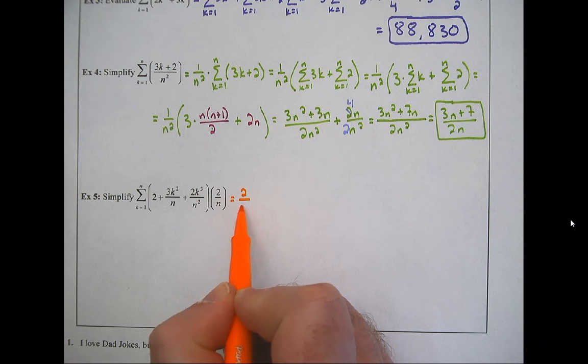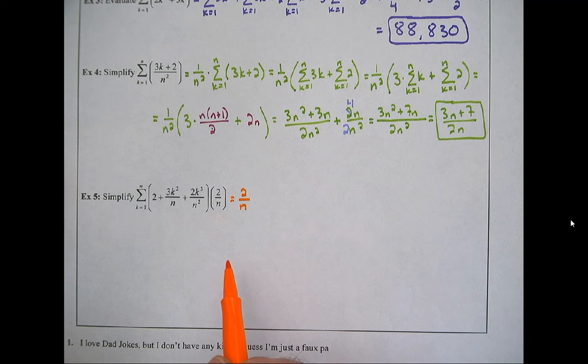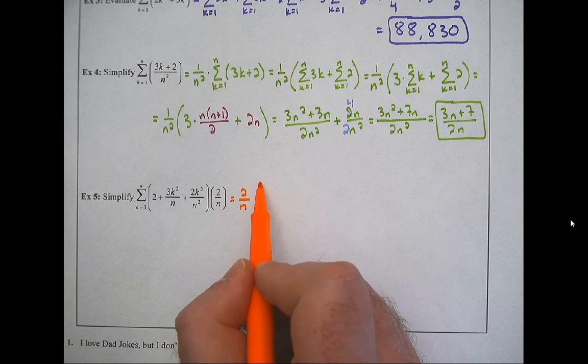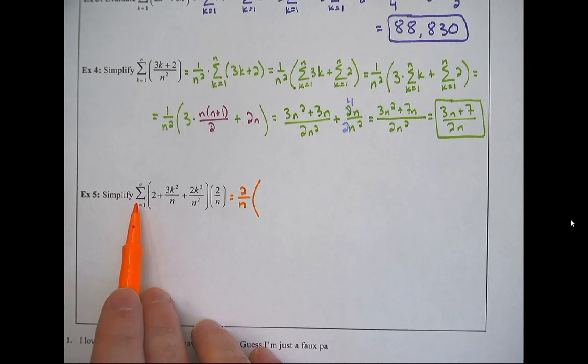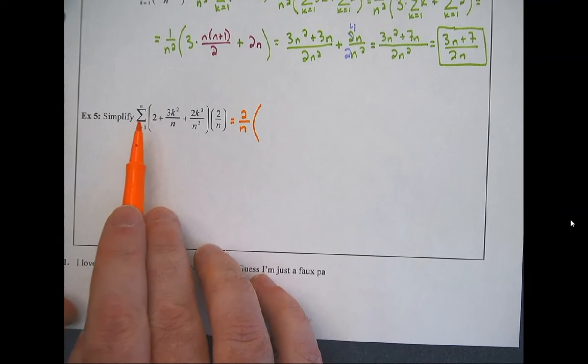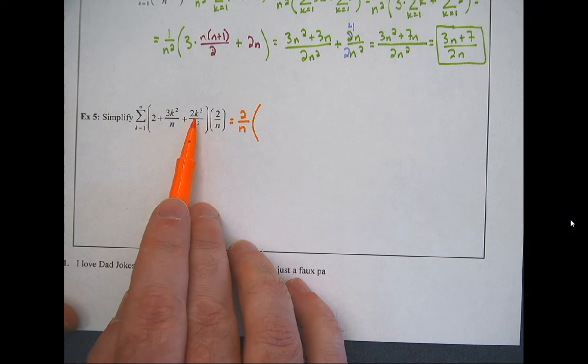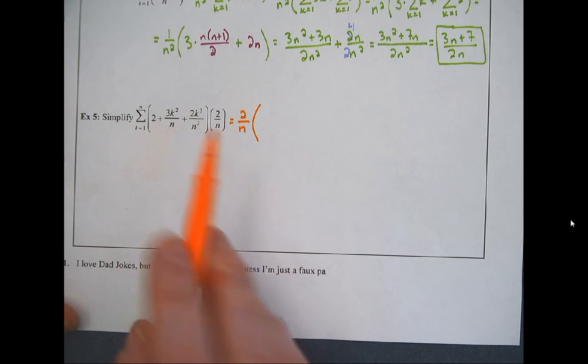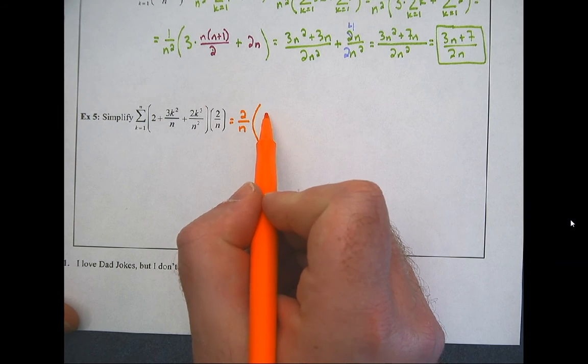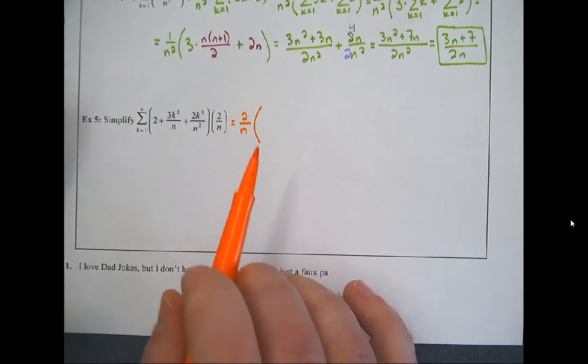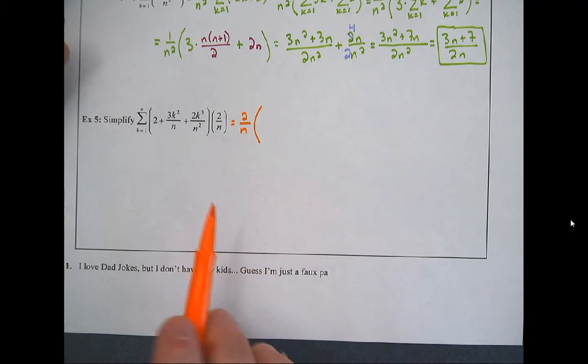So 2 over n times the quantity. And now this is what I was talking about earlier about doing a little bit of shortcuts. I'm going to also split this up at the same time because each one of these can get their own sums. So that's going to become the sum. Oh, no. Let's really try to save ourselves some time here.